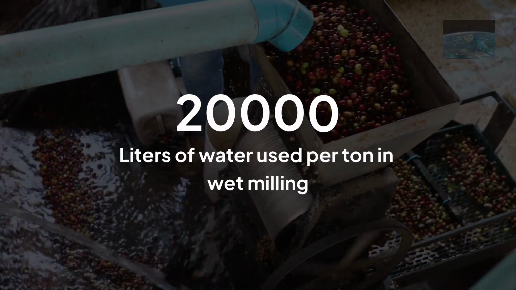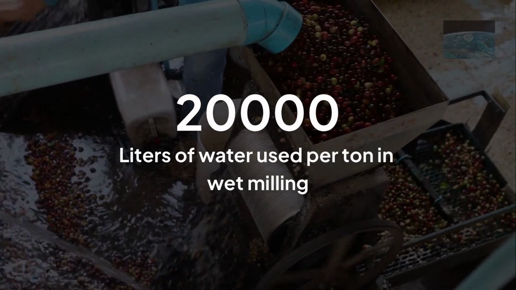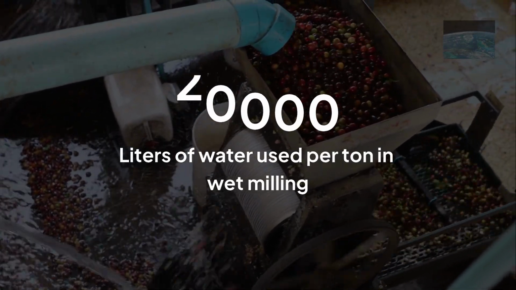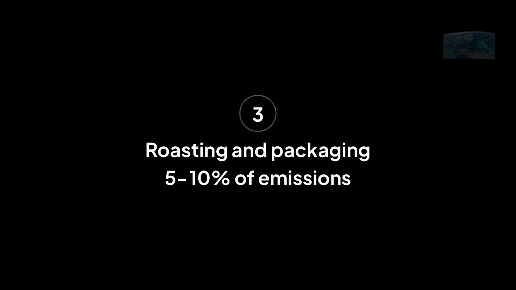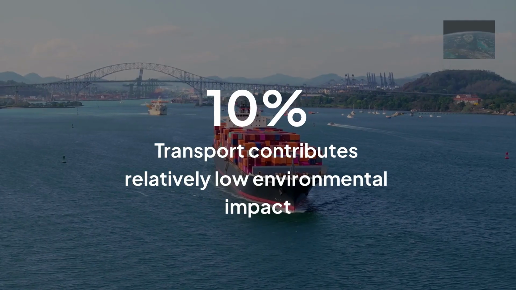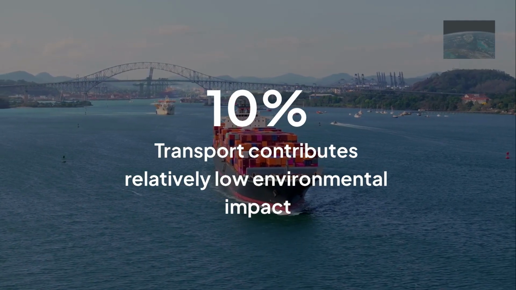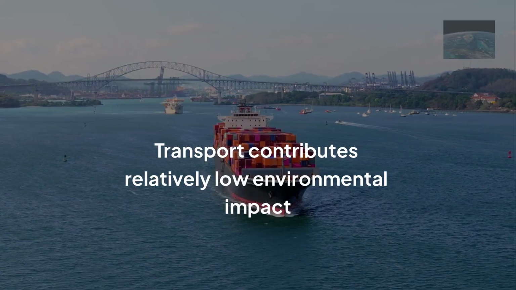Stage 2, Processing. Wet milling uses up to 20,000 liters of water per ton of coffee and creates polluted wastewater. Stage 3, Roasting and Packaging. Usage of natural gas and aluminum bags. Stage 4, Transport. Surprisingly not the worst, only about 10%, because ships are quite efficient.